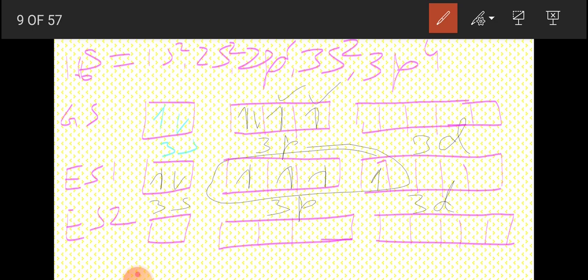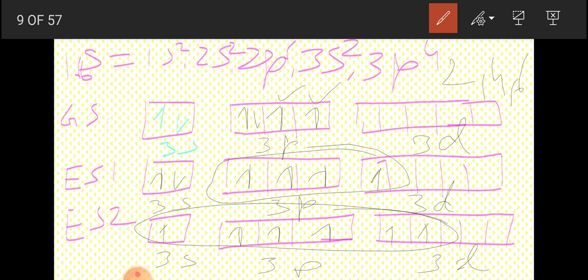Now see the second excited state. The electron from 3s will jump to d orbital, 3d. Now you can see that a total of 6 orbitals are showing half-filled orbitals. So sulfur can show 2, 4 and 6 covalency.